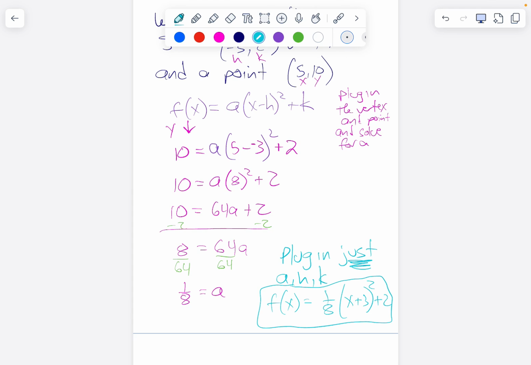Now you can do the same process if I give you a point and the two x-intercepts. You would just plug it into factored form instead. Make sense? But you still solve for a. It's the same kind of idea. It's just that this starting empty function would be factored form instead of vertex form.